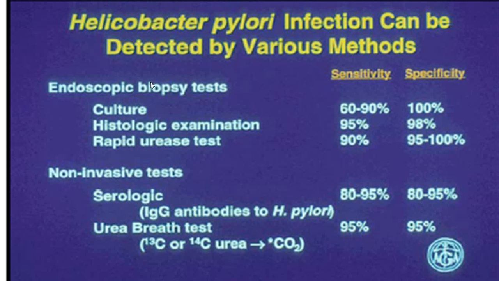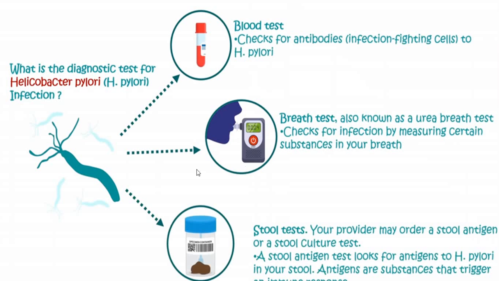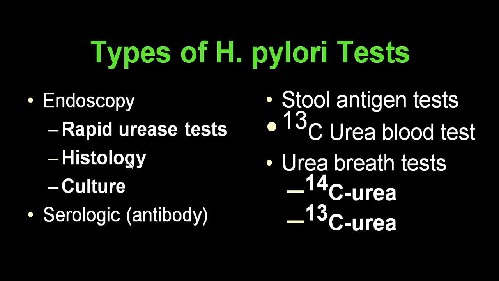In endoscopic biopsy, after taking the biopsy, look for culture, histopathological examination, and rapid urease test. These are most commonly done. While in non-invasive, antibody titer in blood, urea breath test, which is very commonly done, and we also do what we call the stool antigen test. So, in blood for antibody, urea breath test, and stool antigen test. So endoscopic: histopathology, culture, and rapid urease test. In serology, antibody test in blood, stool antigen test, and urea breath test are commonly done.